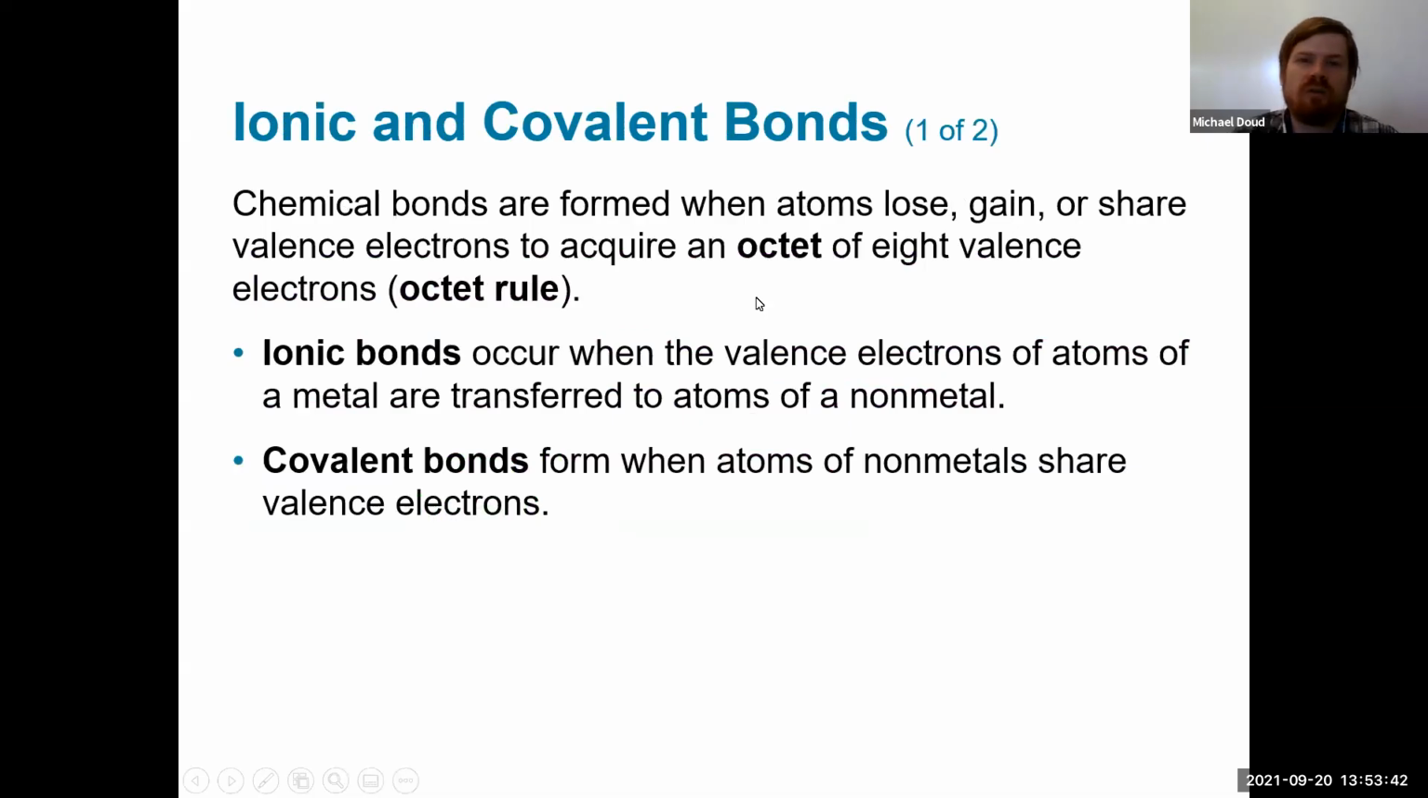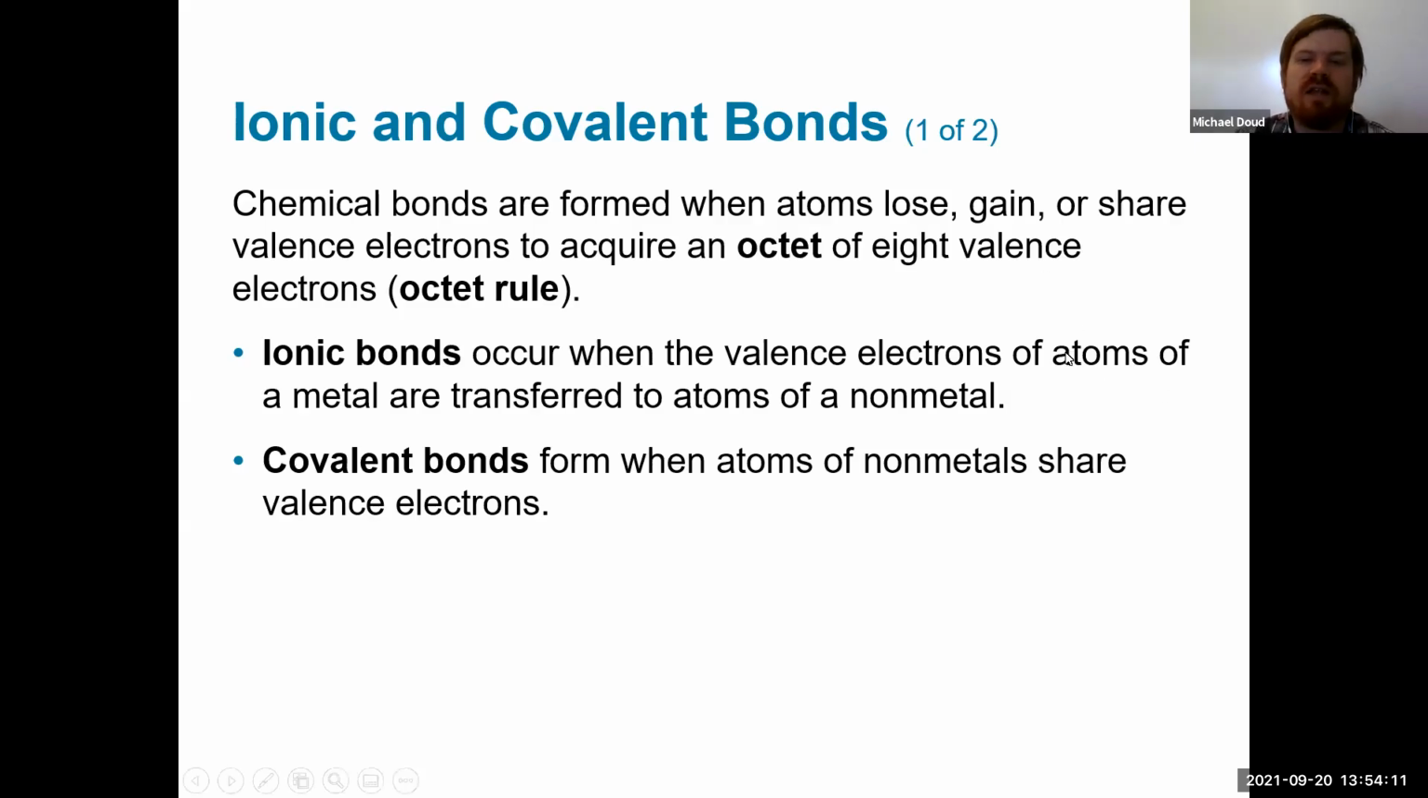Okay, now what are the rules for ionic and covalent bonds? Well, let's talk about what's called the octet rule. When atoms lose, gain, or share valence electrons, they tend to acquire an octet of 8 valence electrons. In other words, they want to look like their nearest neighbor noble gas, either by losing electrons or gaining electrons until they have 8 valence electrons.